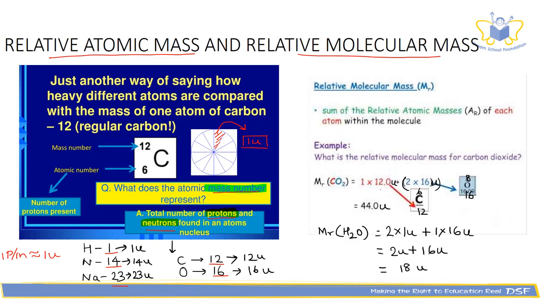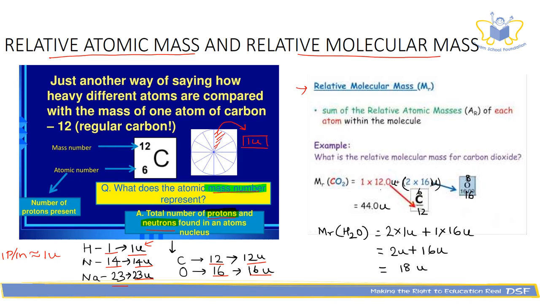Hence, it's easy to know the relative atomic mass. If you just represent the atomic mass or the mass number using the unit U, then it is nothing but the relative atomic mass, to put it in simple terms. So the relative atomic mass of hydrogen is 1U, nitrogen is 14U, sodium is 23U, carbon is 12U, and oxygen is 16U.